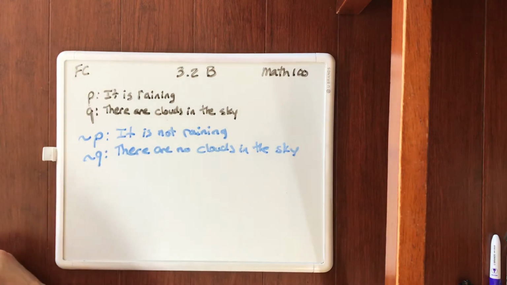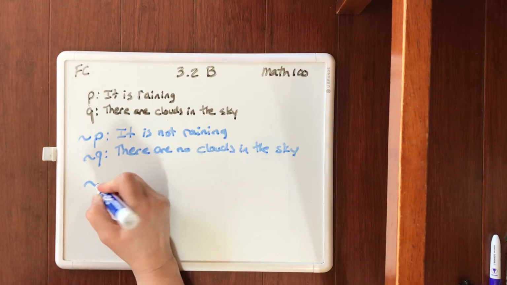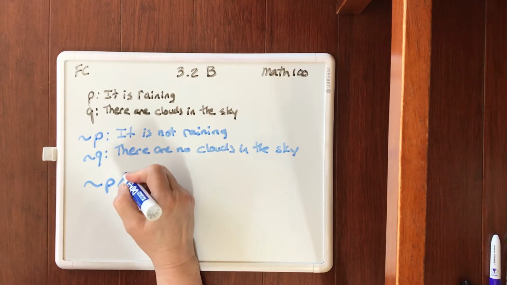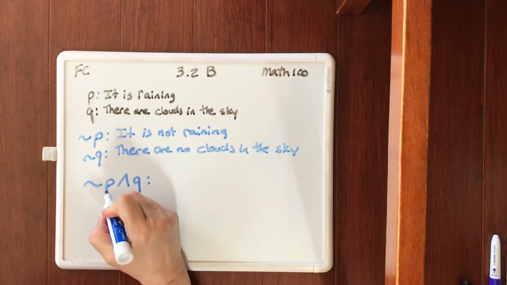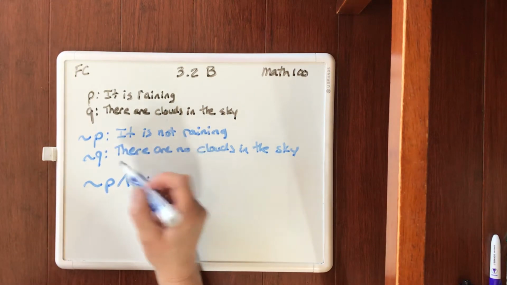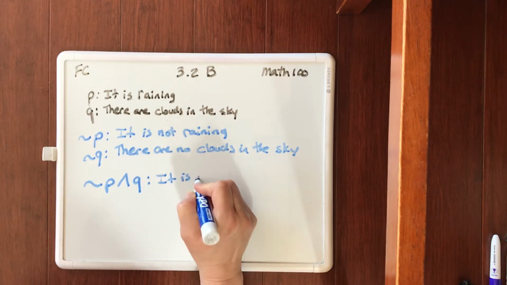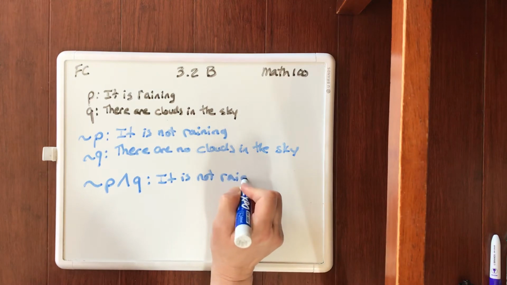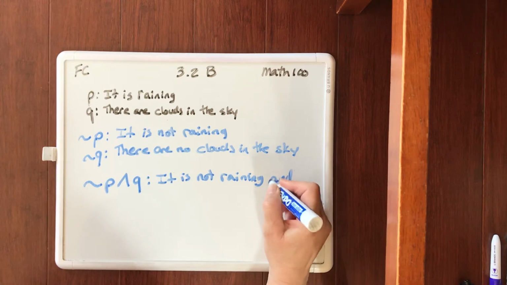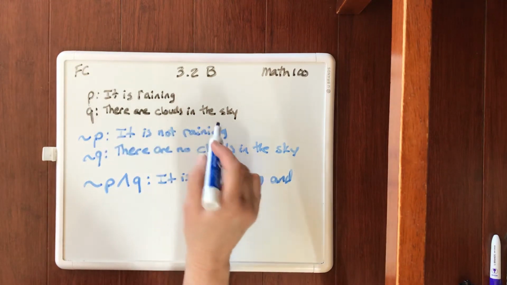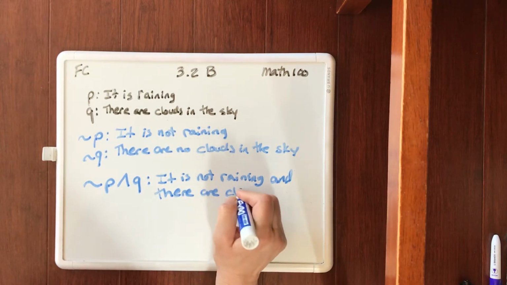Okay, very good. So if we have something like this, not P and Q, how would we word that? Well, we know what not P is. It is not raining because P is it is raining. So not P is it is not raining. And then we have this and Q. And Q is there are clouds in the sky. So we say and there are clouds in the sky.